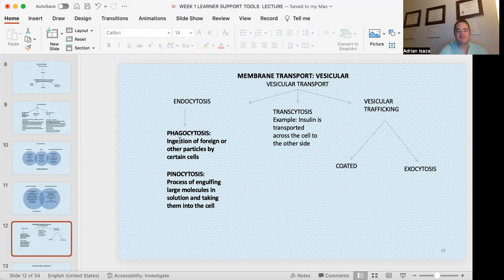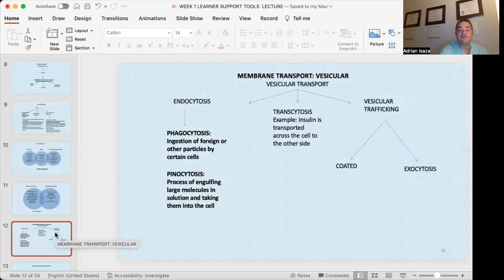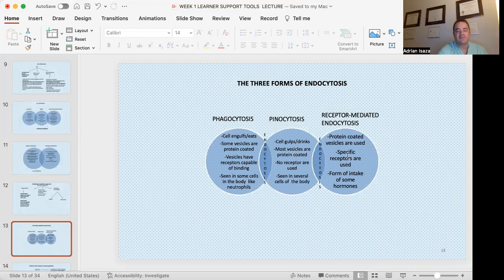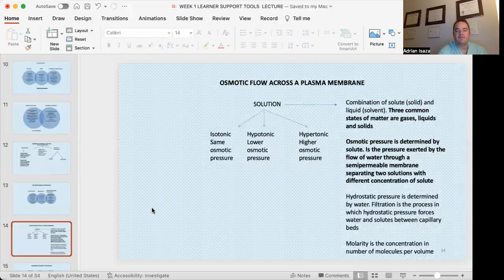For now, just know that phagocytosis means cell eating, but I gave you a definition here, so you study it in your flashcards. Phagocytosis is the ingestion of foreign or other particles by certain cells. And then you have pinocytosis, that's basically cell drinking, right? The process of engulfing large molecules in solution and taking them into the cell. Know those two definitions. Here I gave you a Venn diagram comparing phagocytosis to pinocytosis to receptor-mediated endocytosis. Cell eating, cell drinking, right? Let's move on.